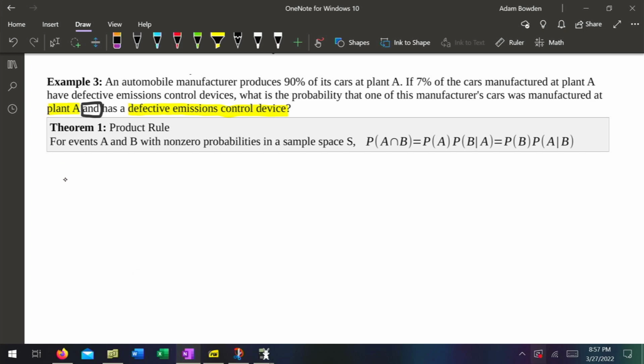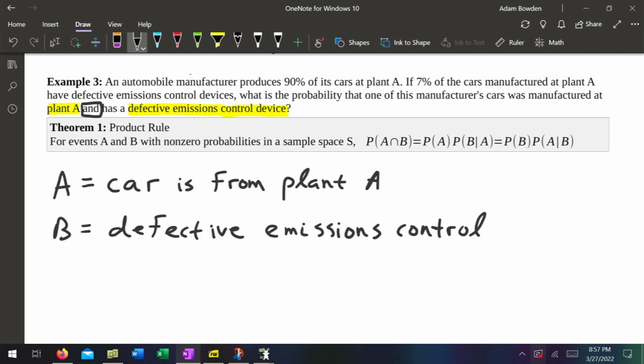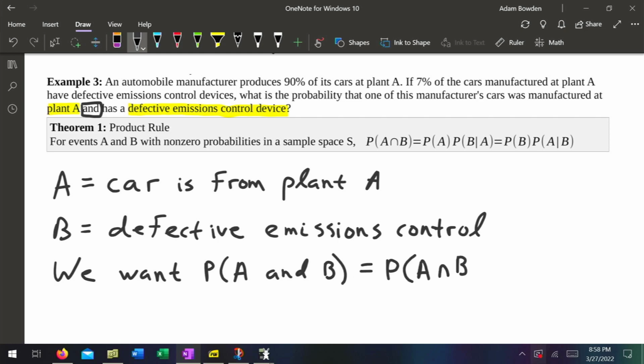So let's let the letter A stand for the event that the car is from plant A, and let B stand for the event that it has one of these defective emissions control devices here. What we want to find is the probability of these two events happening at the same time, event A and event B, which is the probability of A intersect B.